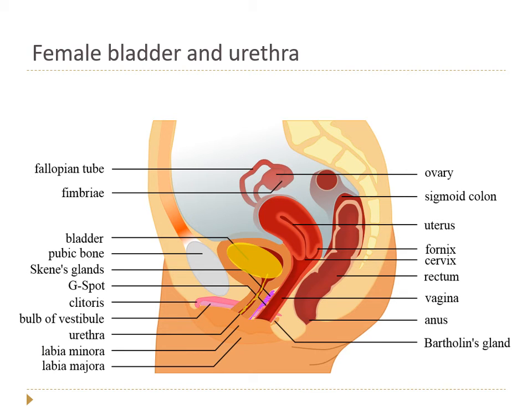Here's a side view again, so you can see kind of the similar thing. Here's your urinary bladder. Here is the urethra here. Very short, only about 4 centimeters. It is also located very close to the vagina and the anus, relatively speaking.